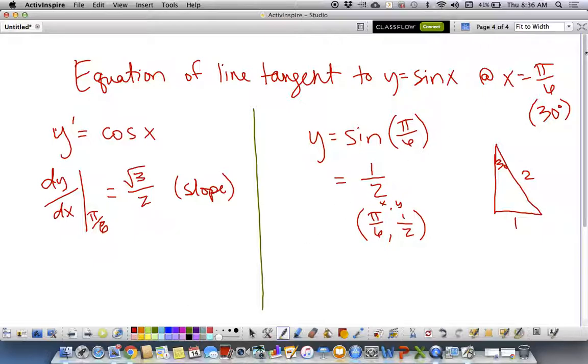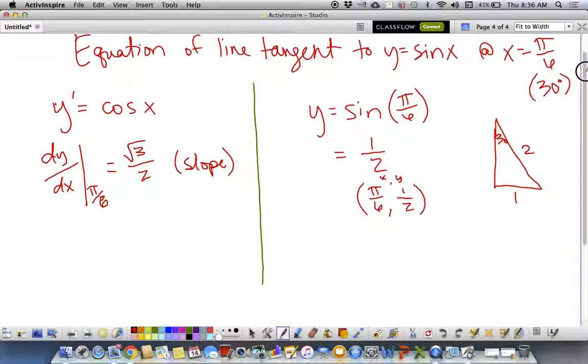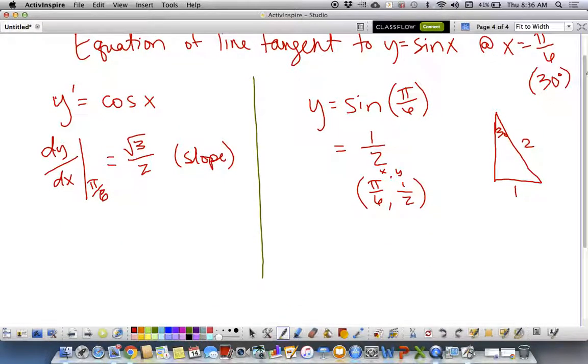What's your y equals? What is y? 1/2. So 1/2 equals M times x, pi over 6, plus B.